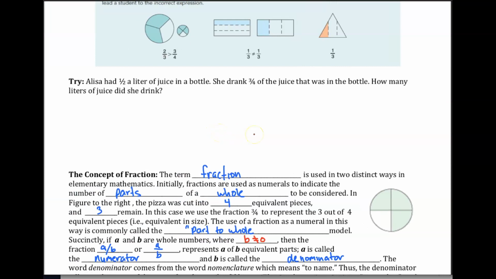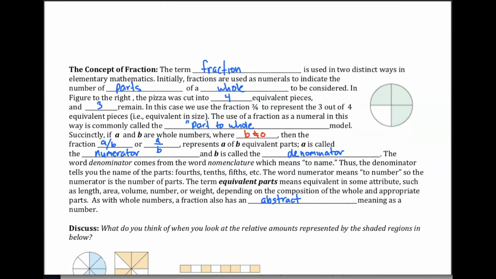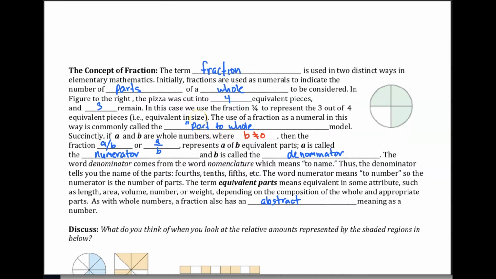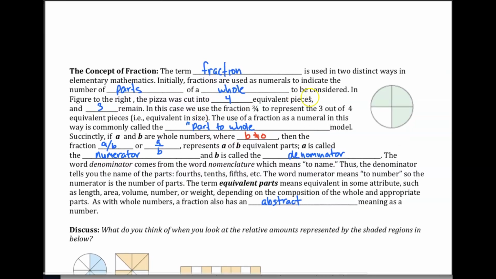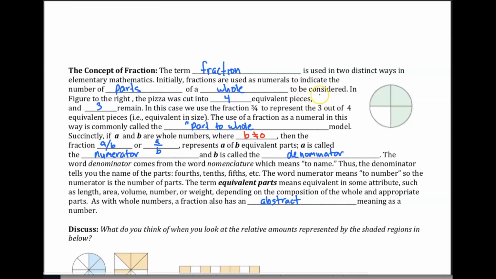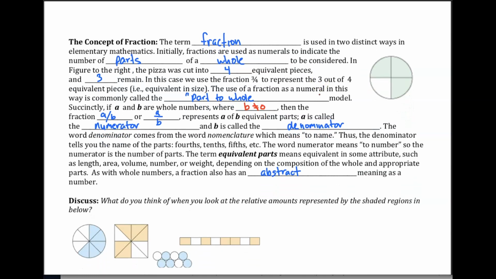So I want to just show you a visual of that. Of course, go ahead and get your notes down here, what the concept of a fraction, what the term fraction means. And we use that two different ways. We use it as a part-to-whole relationship, and then we also have this abstract idea where we use it to mean some value, some quantity.